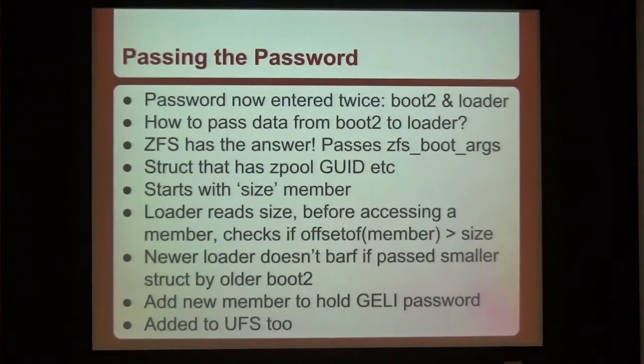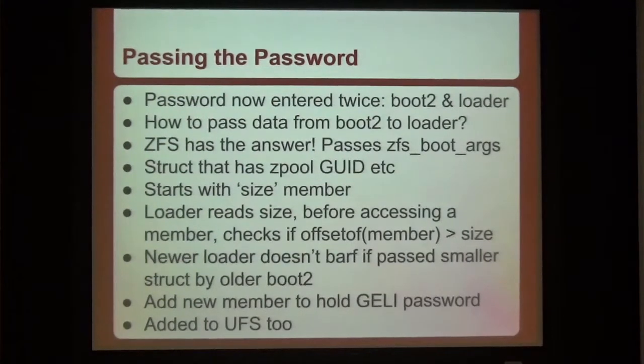So I added a new member to the ZFS boot args that holds the password. How long? 255 bytes. So after you've typed in the password, when it copies it into this struct, it bzeroes the version that it had in memory before, and then passes it to the loader, and the loader bzeroes that out when it passes it into the kernel. And then the GELI kernel module zeroes that out when it uses it to decrypt your disk, and then zeroes it out, and it's gone.